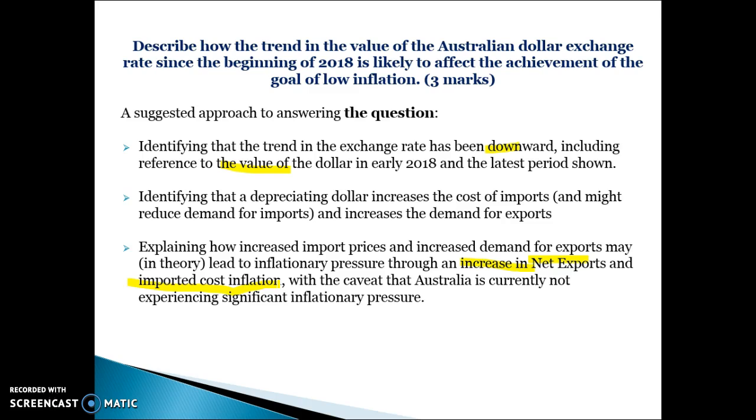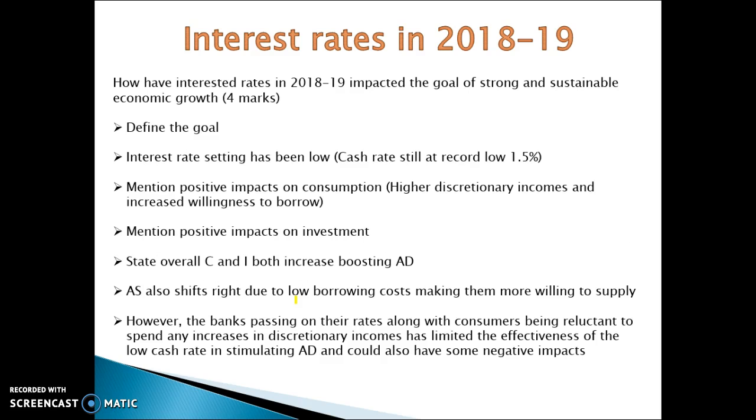which can both lead to inflationary pressure. In terms of linking it to the goal, you could argue that because Australia is at the bottom of our target range, so we're at 1.92% inflation at the moment, Australia is not really experiencing inflationary pressures, and therefore that's unlikely to hurt the goal at this point in time.